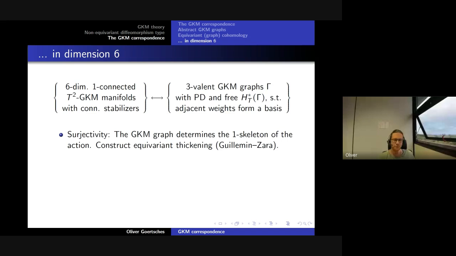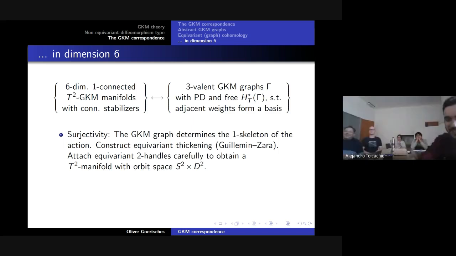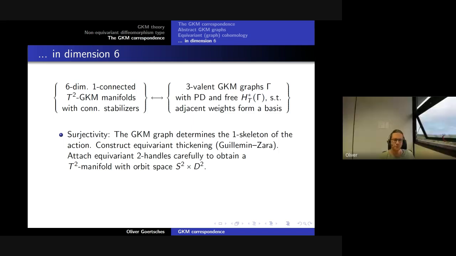Then we have an open manifold, or a manifold with boundary, if you want. And then we have to carefully attach equivariant handles. So we attach manifolds of the form D4 times T2 in a careful way, which is described by the GKM graph. If I do this appropriately, I get a T2 manifold whose orbit space is S2 times D2. And then I cap this off with S3 times S1 times S2 in order to obtain an orbit space S4.